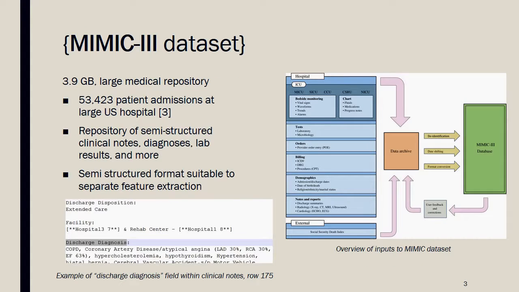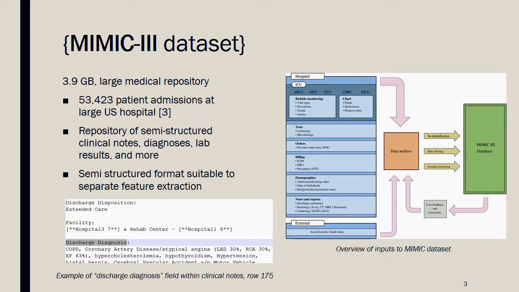To test our hypothesis, we focused our attention on the MIMIC3 dataset, a 3.9 gigabyte medical repository for over 50,000 patient admissions at a large U.S. hospital in Boston. This repository contained not just information about admissions, but all that goes along with it: clinical records, demographics, billing information, laboratory results, and so on. In particular, we focused on the unstructured format and information within the notes table.